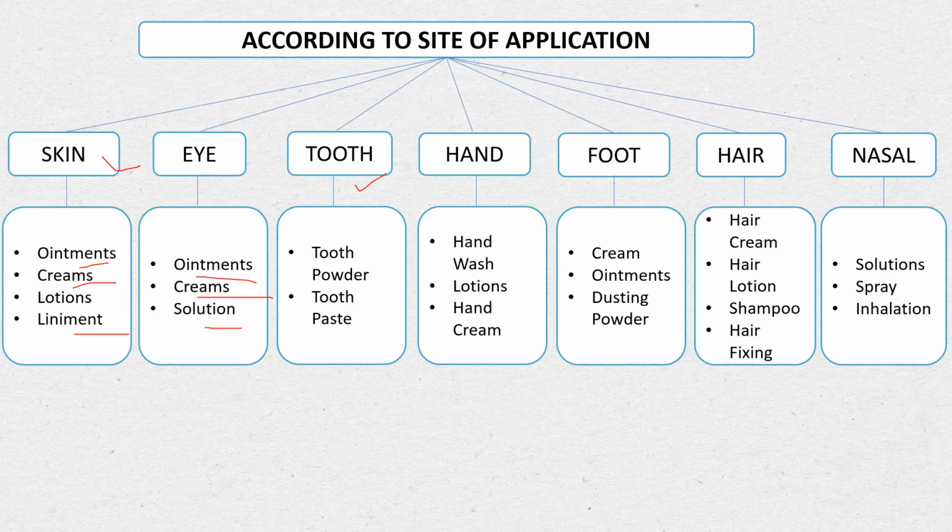Next is tooth. Here we use tooth powder and toothpaste. Next is hands. Hand wash, lotions and hand creams come into it. Next is foot. In this category we use cream, ointments and dusting powder. Next is hair. Hair cream, hair lotion, shampoos, hair fixing agents are used in this. Next is nasal. Here we use solutions, sprays and inhalations.